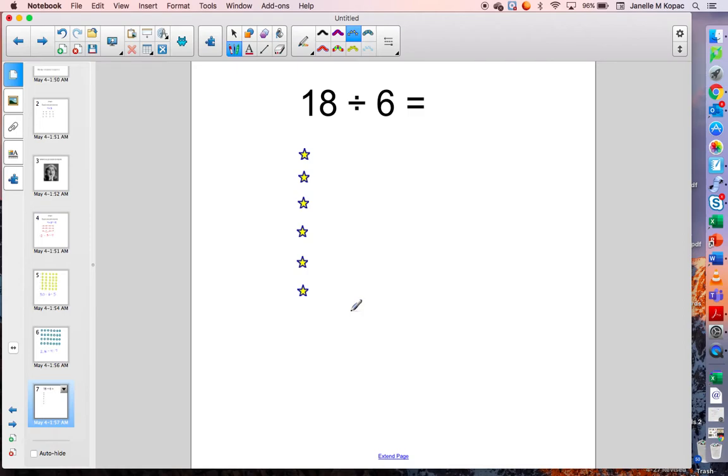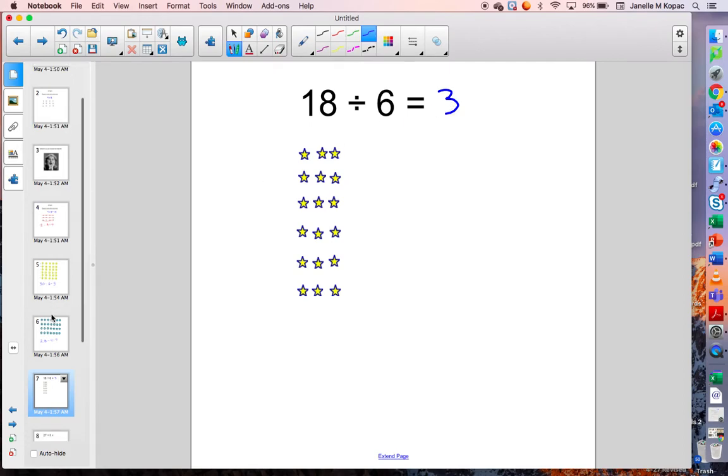But that is not 18 stars. So let's put another set of stars in each row. So I still have my 6 rows. Are there 18 altogether? No, there's only 12. So let's try another set. Do we have 18 stars now? Yes, we do. There are 18 stars now. So 18 divided by 6 equals how many? How many stars are in each row? 3. There are 3 stars in each row.